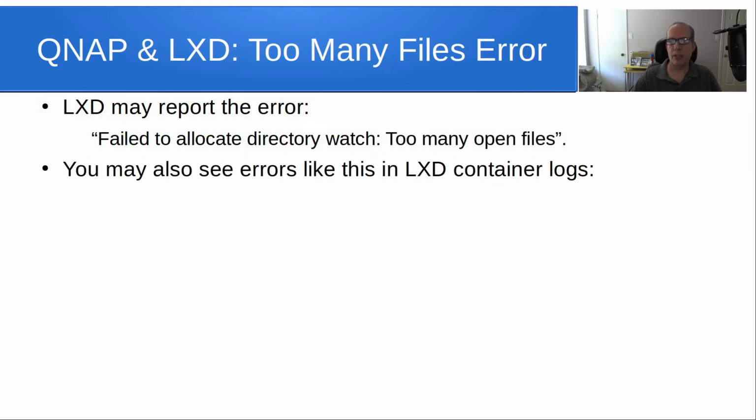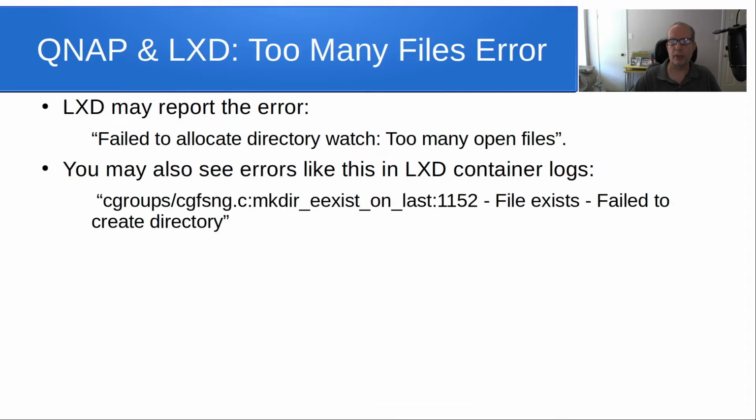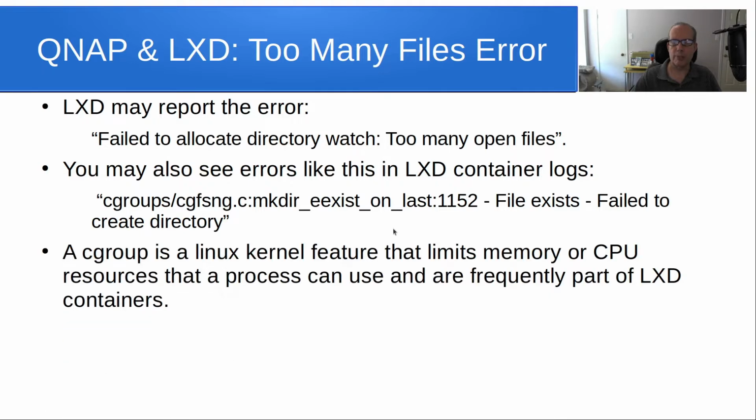You may also see errors like this in the container logs if you look at the consoles of the container, where it talks about a problem with C groups where it says file exists, failed to create directory. A C group is a Linux kernel feature that limits memory or CPU resources and even network and I/O resources that a process can use, and are frequently part of containers.